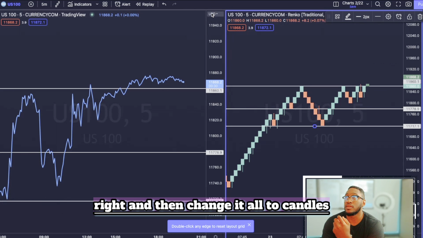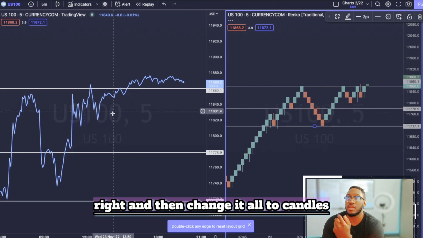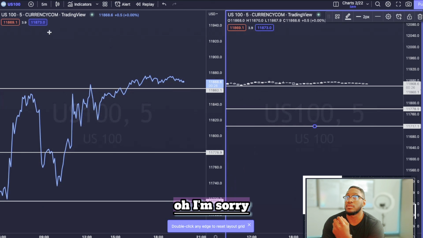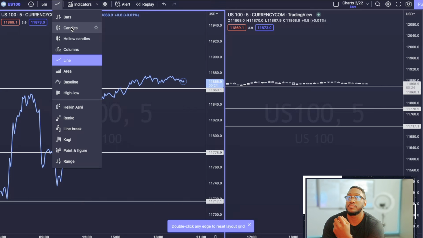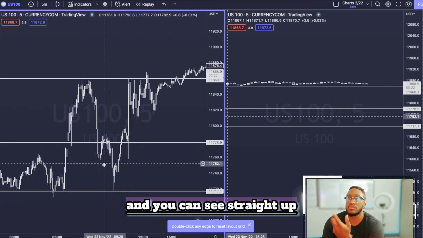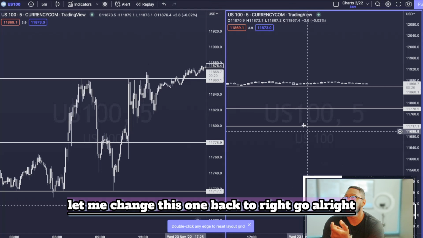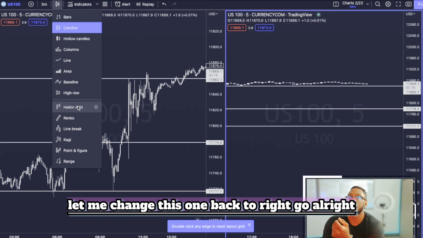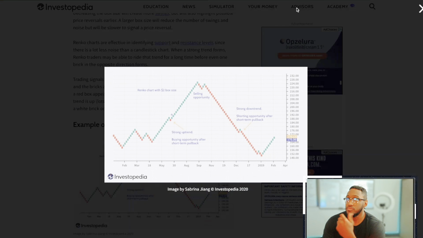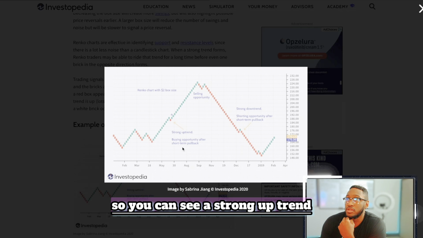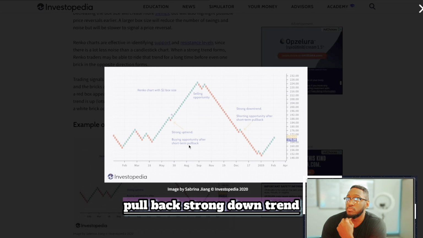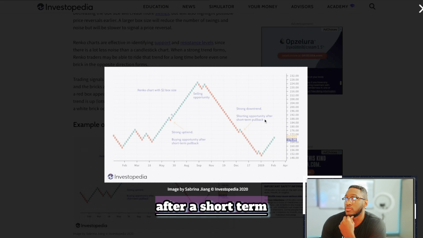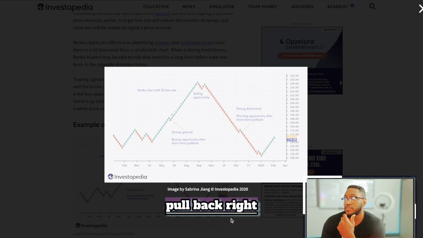right? And then change it all to candles. And change this one to candles, and you can see straight up support and resistance levels there. Let me change this one back to Renko. So you can see a strong uptrend, buying opportunity after short-term pullback, strong downtrend after a short-term pullback, right?